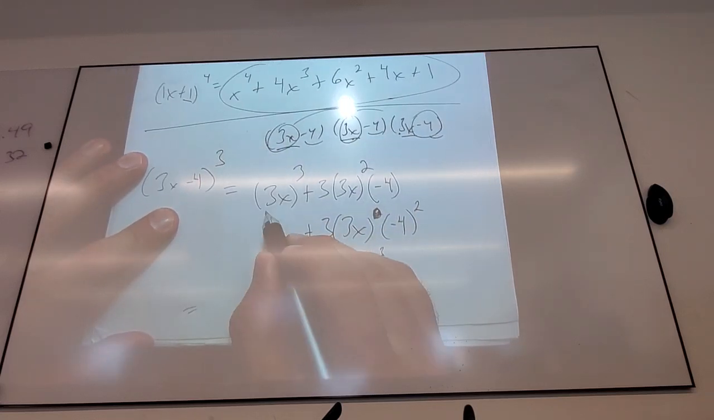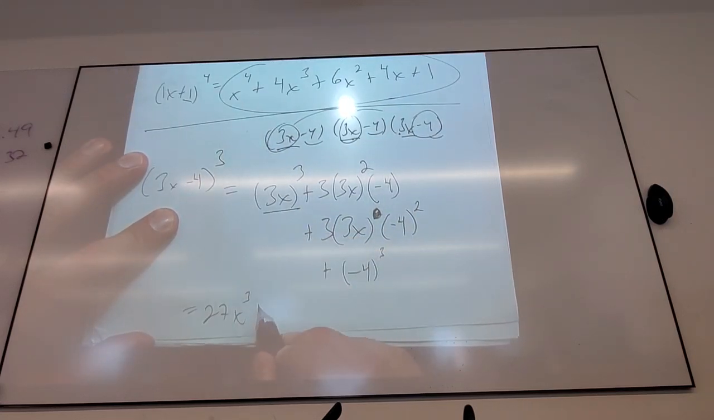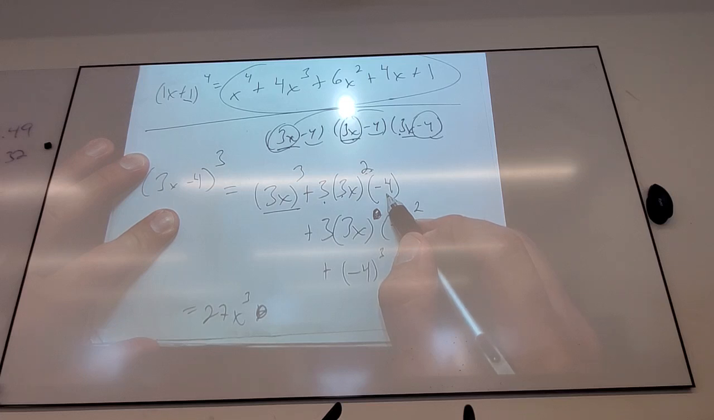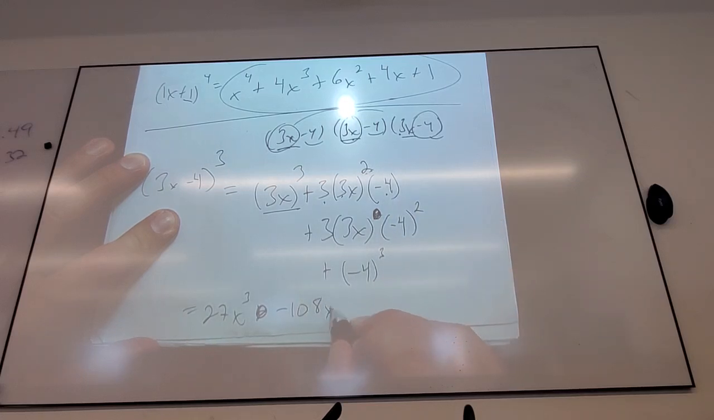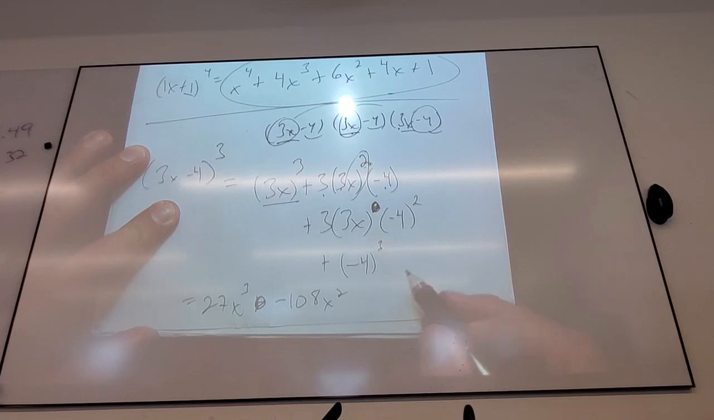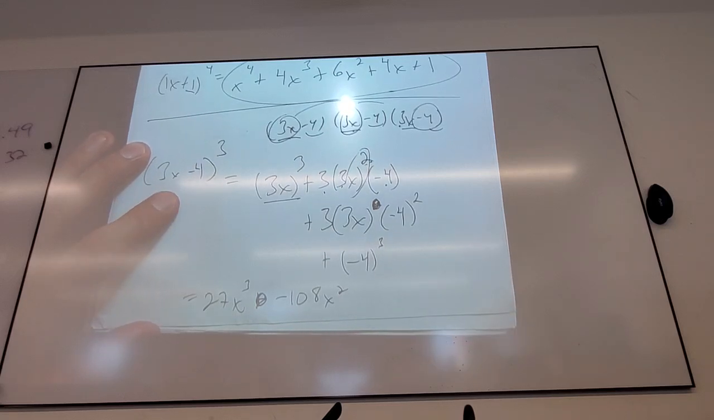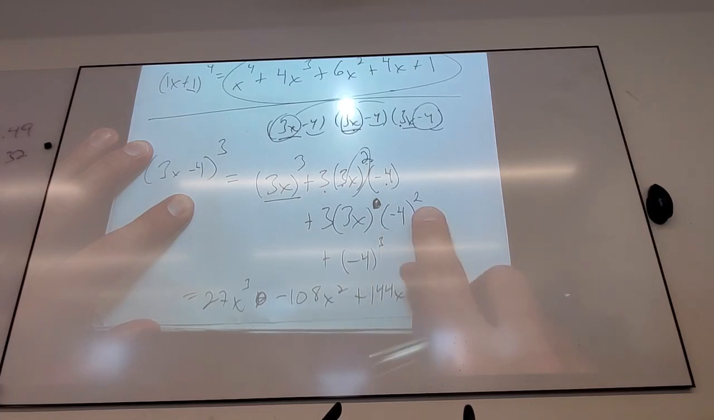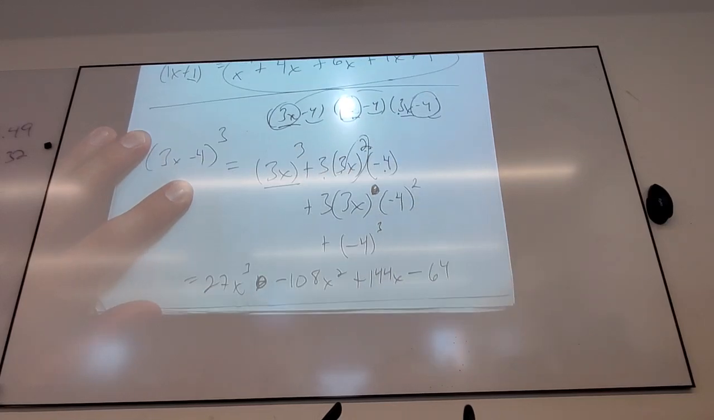So then I get 27x cubed plus, well, it'll be minus, right? 9 times 3 is 27, times 4, I believe, is 108. And it'll be negative. So minus 108x squared. I don't know if you guys are really with me still, or ever. Okay. 9 times 36 is 144, I believe. So I get plus 144x because negative squared is positive, and then I get minus 64 because that's what 4 cubed is.